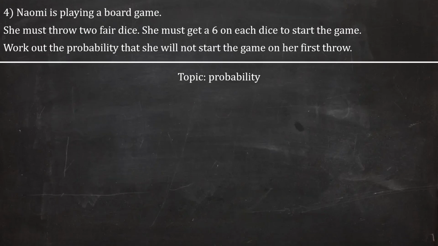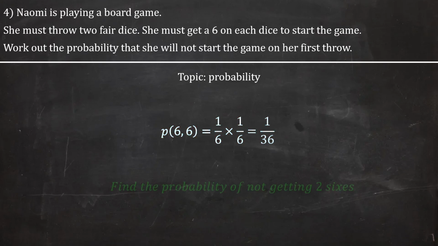Question 4, a probability question. First thing we're going to do here, we're going to find the probability of her getting the two 6s, because it's much easier to find the probability of her getting two 6s than listing all the scenarios where she doesn't. So probability of two 6s is going to be 1 over 6 times 1 over 6, which is 1 over 36. Then we can find the probability of her not getting two 6s, because the probability of not getting 6 and 6 will be 1 minus the probability of her getting the two 6s, which is 35 over 36.